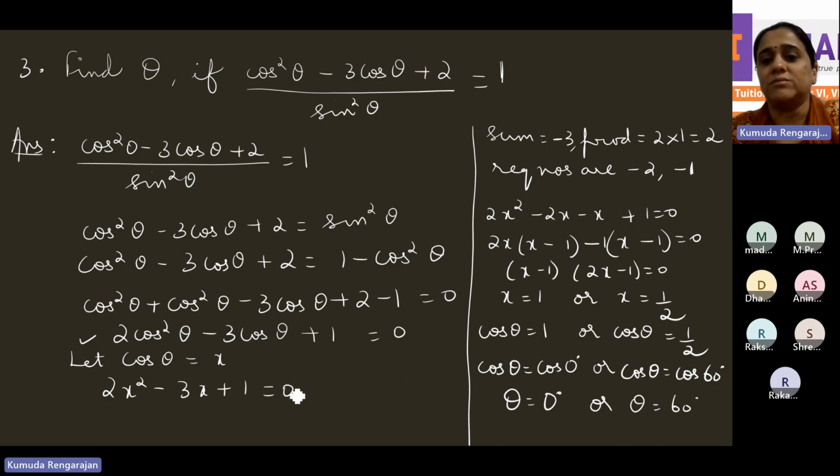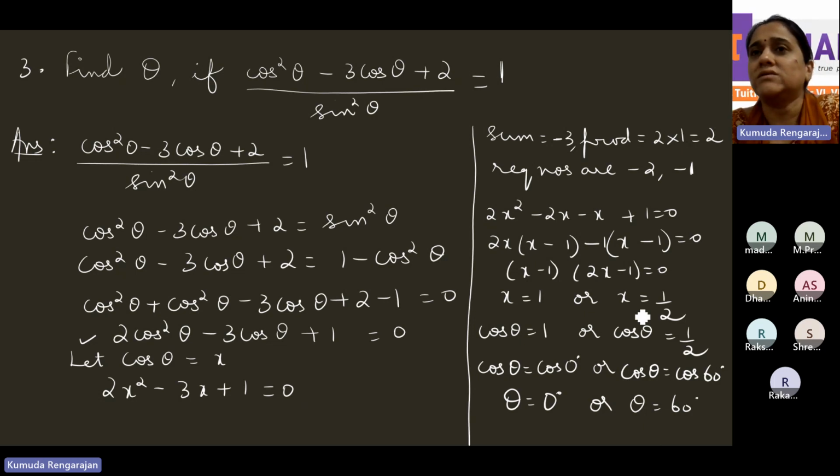By splitting the middle term. Write out the sum and the product, find the two numbers that satisfy the sum and the product, and split the middle term. Then group the first two terms and the last two terms. So you get x is equal to 1 or x is equal to 1 by 2. But who's x? Cos theta. So cos theta is 1, or cos theta is half.